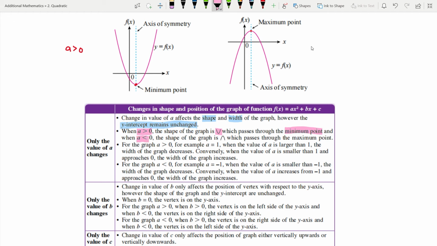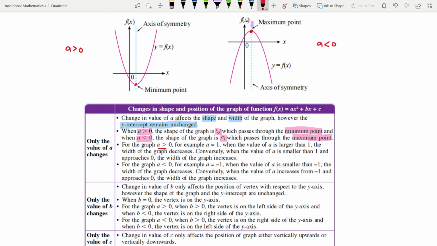When a is less than 0, the shape of the graph is a crying curve which passes through the maximum point. And this is shown by the graph on the right side, where a is less than 0, which means a negative number. Similar to the graph on the left side, the axis of symmetry passes through the maximum point.